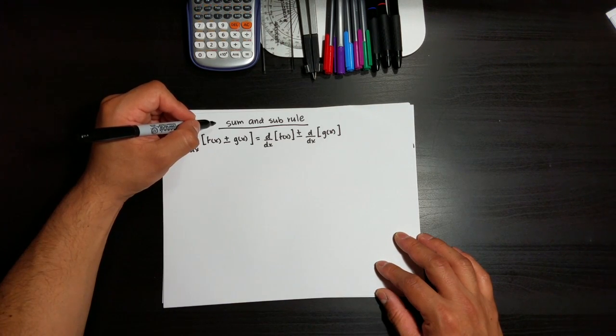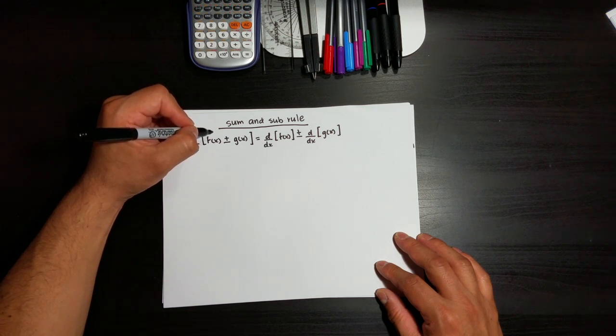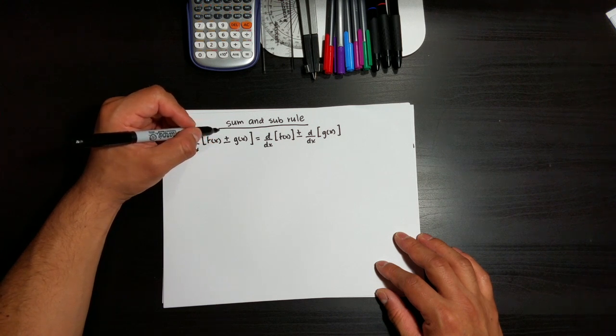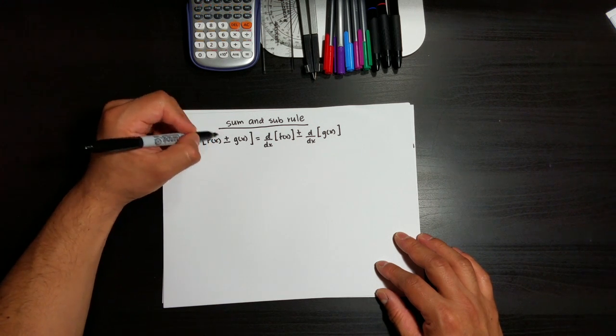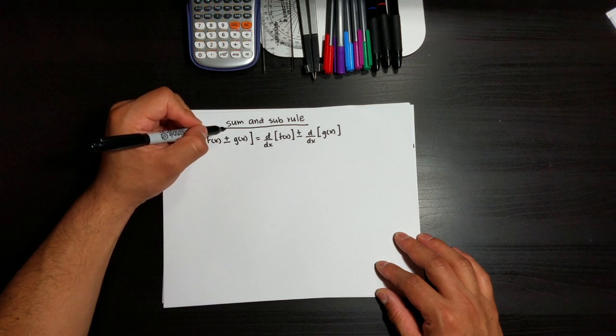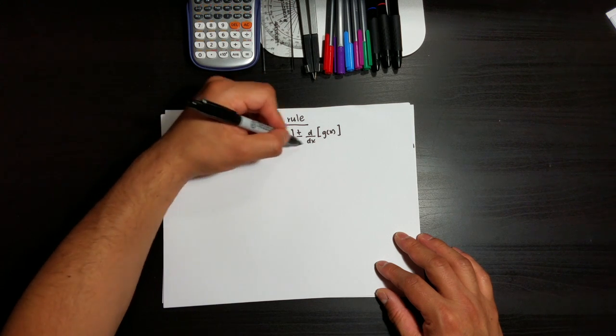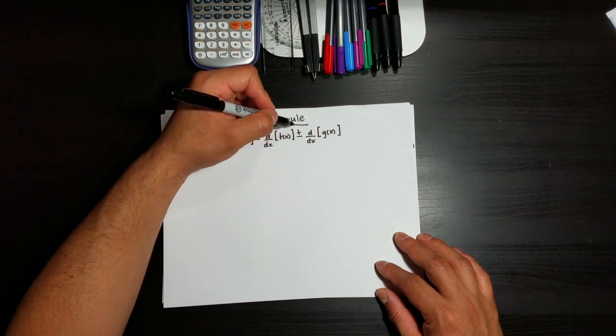Okay, now we're going to look at the sum and difference rule. This rule states that the derivative of a sum or difference is the sum or difference of the derivatives. Now, while this may look a little complex, it's really not. This is just a breakdown of how the rule works.